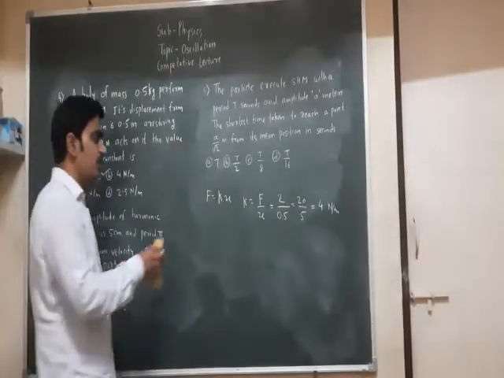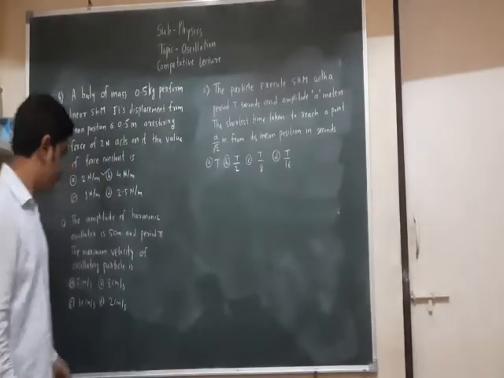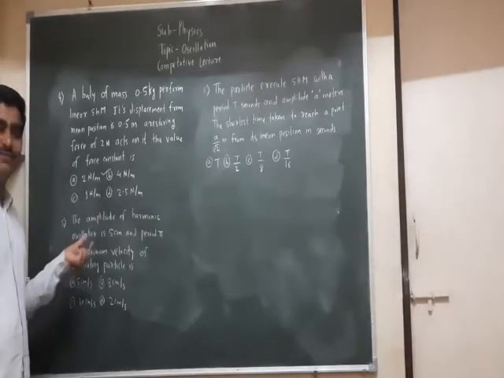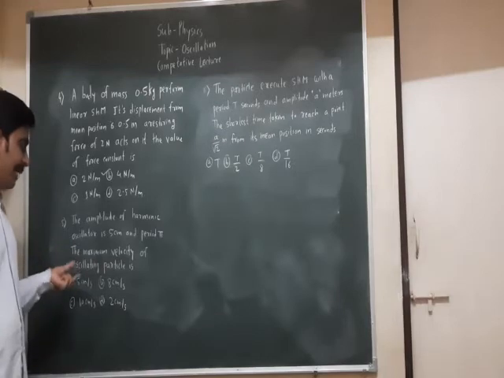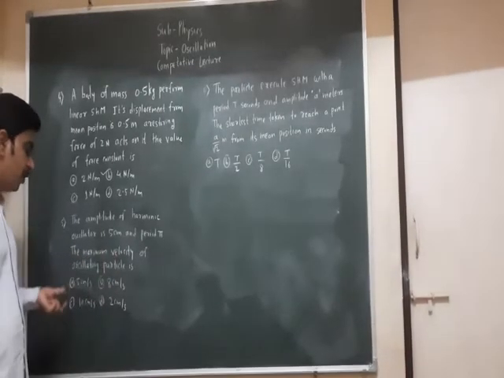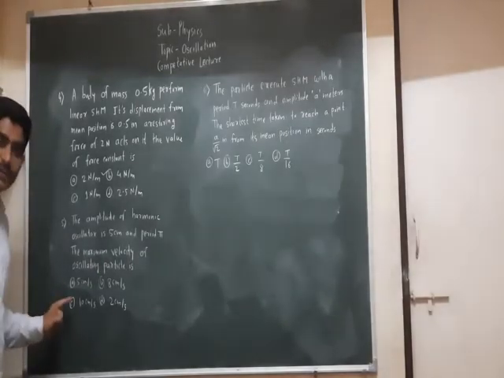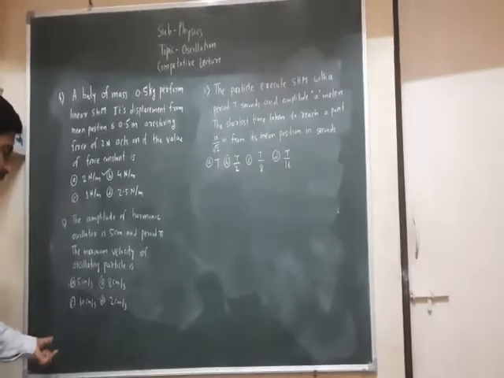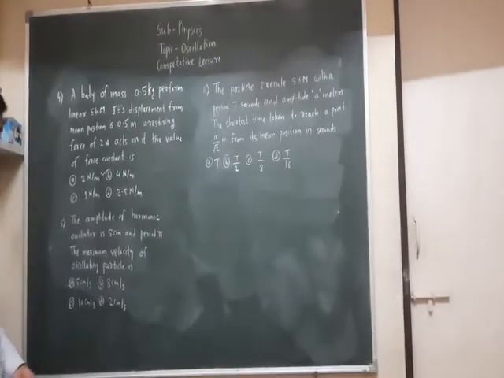Now we move to the next question. That's question number 5. The amplitude of a harmonic oscillator is 5 cm and period pi. The maximum velocity of the oscillating particle is option A 5 cm per second, option B 8 cm per second, option C 10 cm per second, option D 2 cm per second.